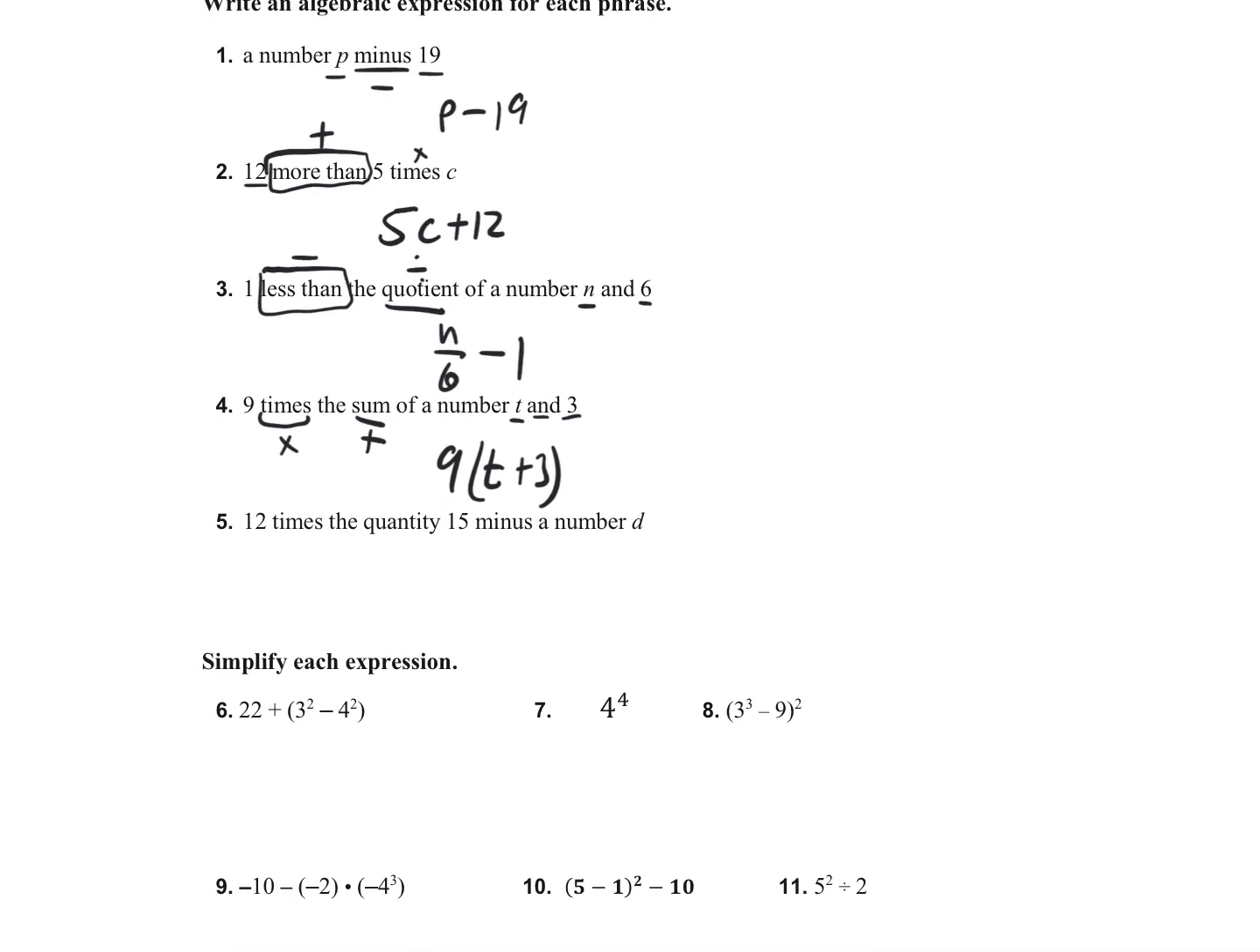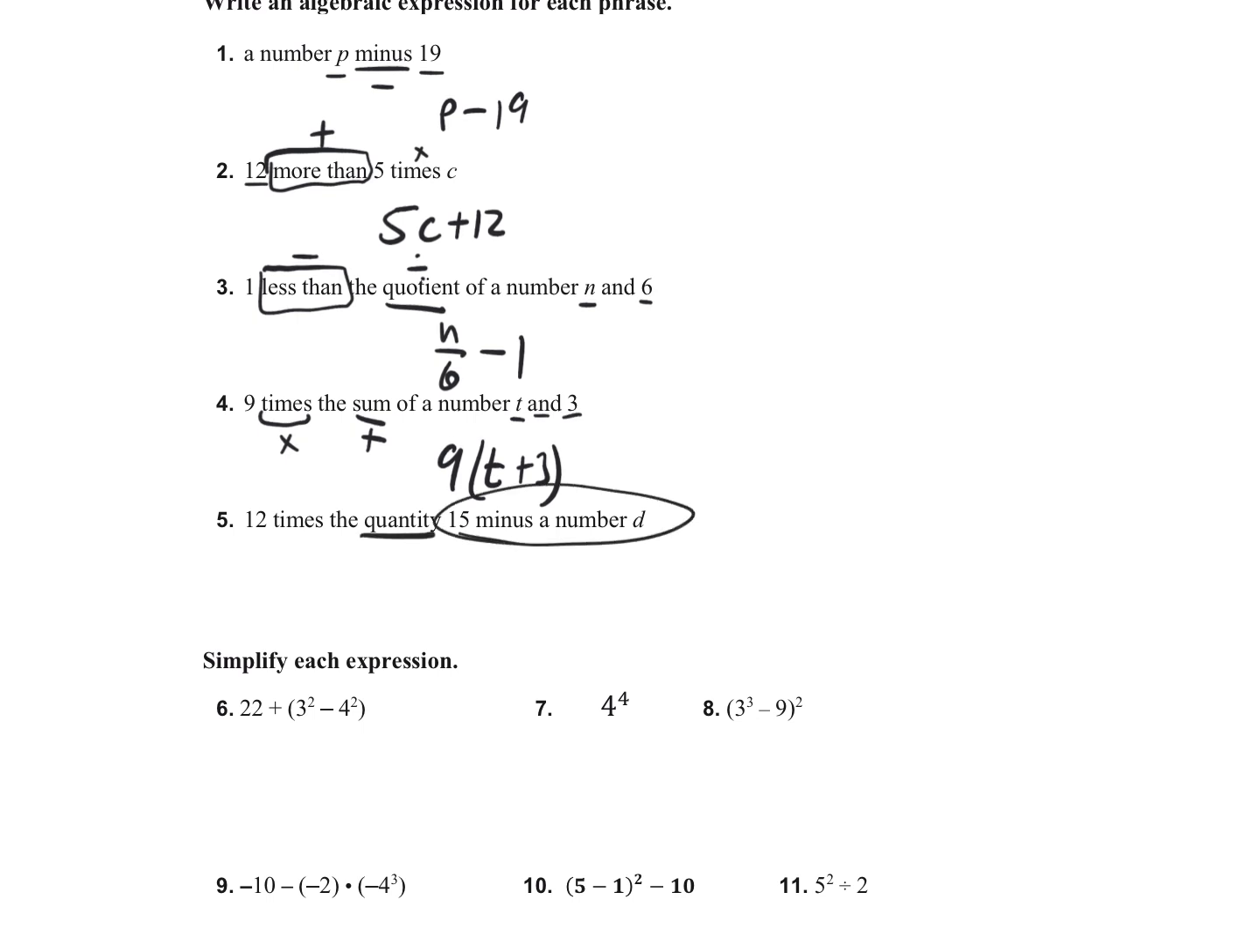And then 12 times the quantity 15 minus the number d. The quantity just means everything that's here is in its own group. So 15 minus a number d, we just write that as 15 minus d. And then 12 times this quantity, times meaning multiplication, so we're just doing 12 times this quantity, like that.